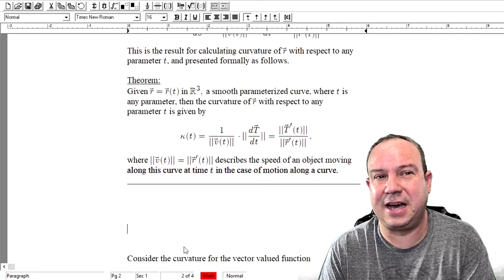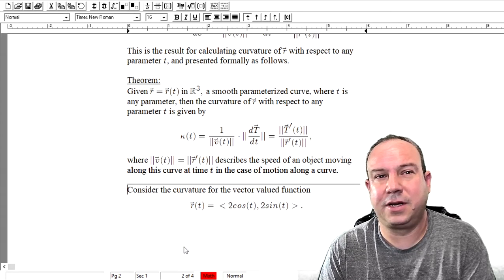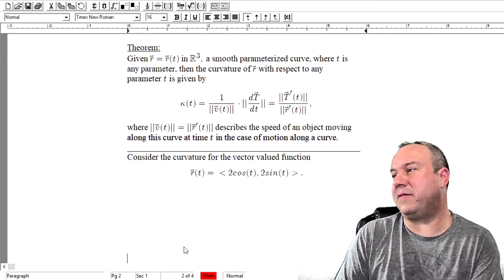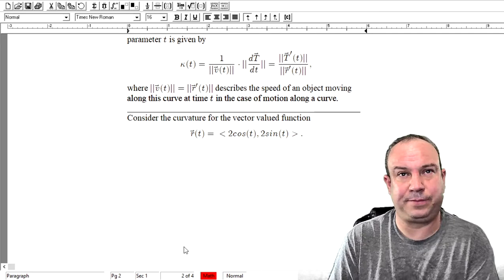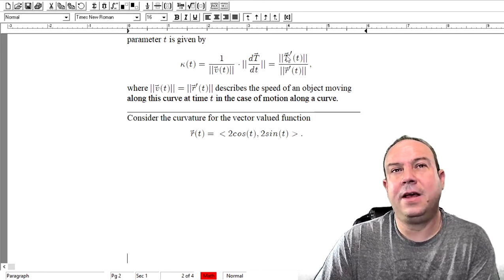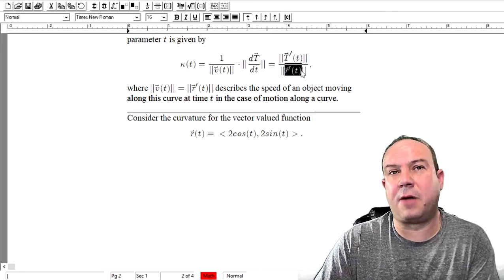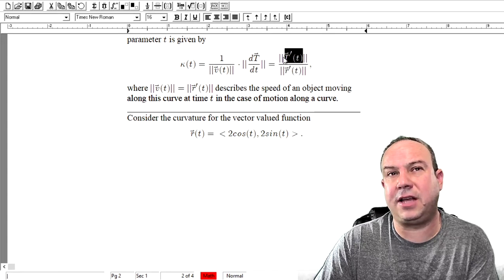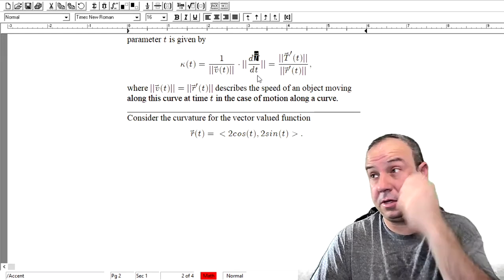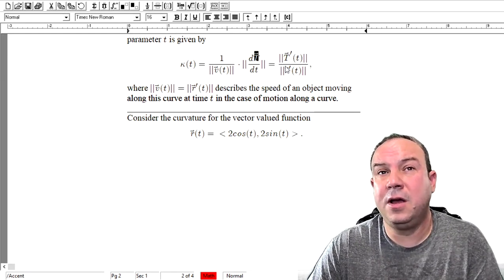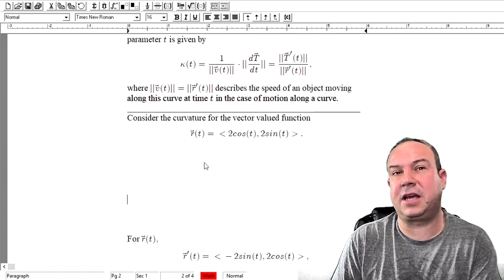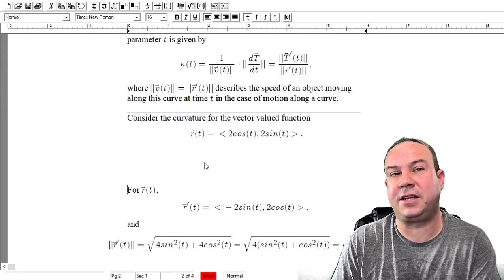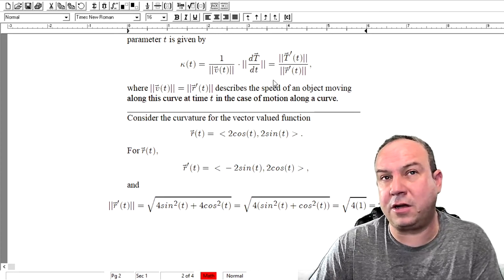Let's set it up. Consider the curve given by the vector valued function r bar of t equal to 2 cosine t, 2 sine t. We're going to need r bar prime of t. It is going to be used to calculate T bar, the unit tangent vector, but it's also going to be used here. So if we calculate that, it would be negative 2 sine t, 2 cosine t. And we are also going to need its magnitude.